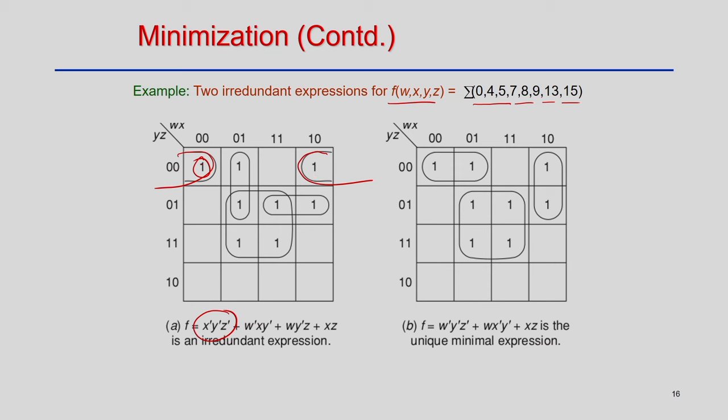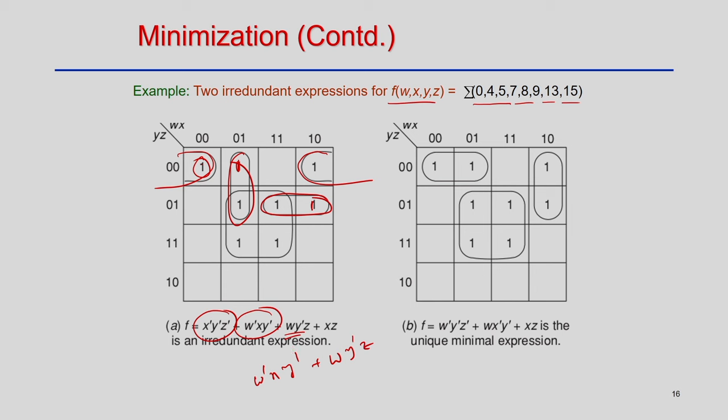Then I found this one which also can be combined only with another one. I could have done this way or this way. I have chosen this way, okay, and this will end up having w bar, x and y bar. So, this is this one. I also find this one which can only combine with a cube of size 2, that cannot be covered by a cube of size 4, and this one is nothing but w and then y bar z. So this is this one.